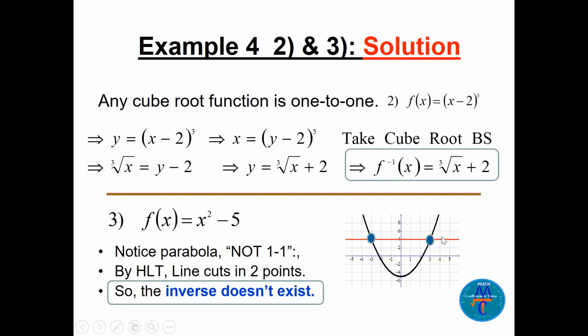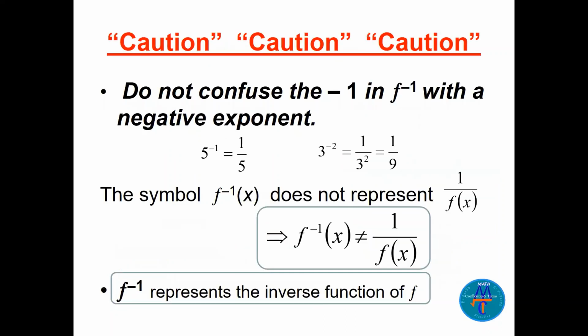If you draw a horizontal line test, it's very clear that the horizontal line will cut 2 points. That means this function has no inverse. Now, this is a caution. Please do not be confused by the minus 1 in the inverse notation. When we say f inverse, it is not equal to 1 over f, like the negative exponent: 5 to the power minus 1 is 1 over 5, 3 to the power minus 2 is 1 over 3 squared, 1 over 9. But this is in the function, that's a symbol for the inverse.